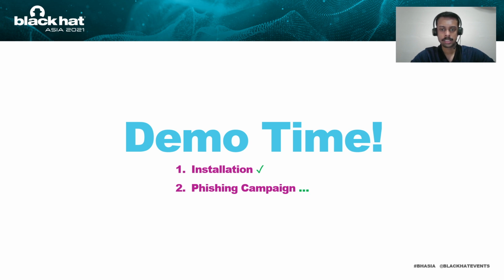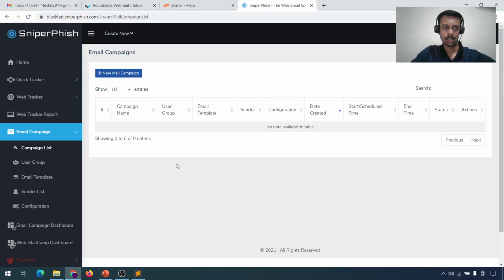The next step is creating a phishing mail campaign. For saving time, I already configured the mail campaign partially. Let's see. We are on the campaign list page of SniperPhish. Before creating an email campaign, we need to prepare the user group, email template, senders list, and email configuration. First, let's see the user group.